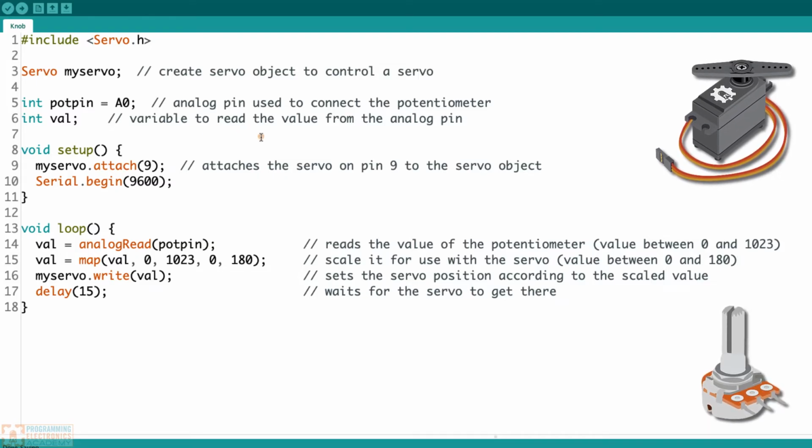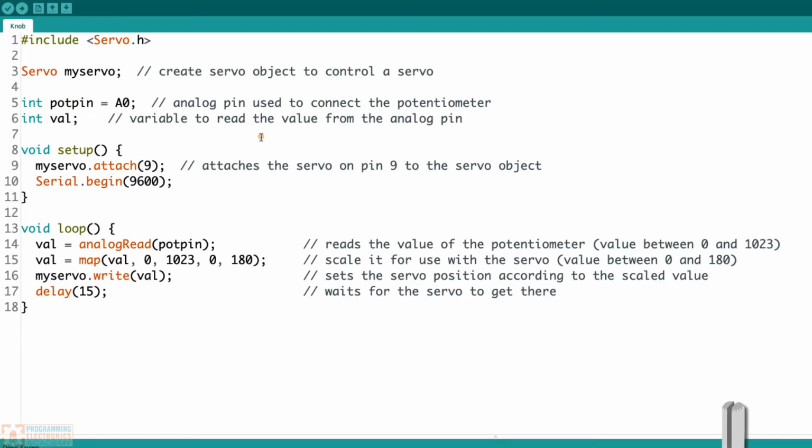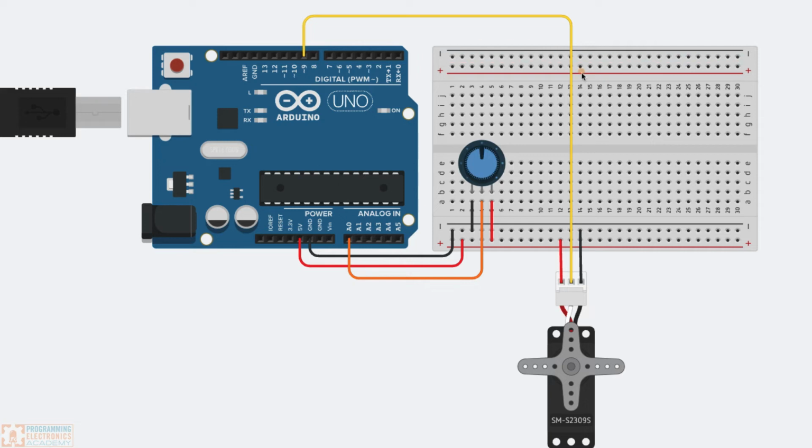So a potentiometer is like a dial. Like you think of an amplifier, you know, you'd turn the volume up, turn the volume down, or like an old school radio dial, right? And so as we turn the potentiometer, it is going to move this servo motor. And this is what the circuit diagram would look like.